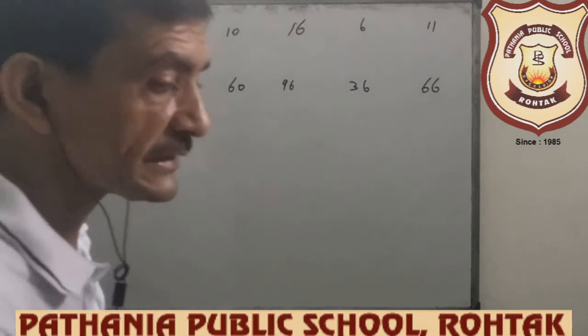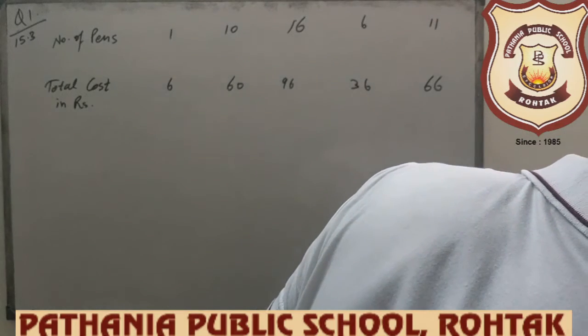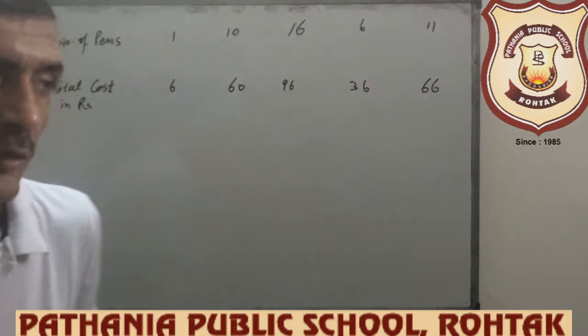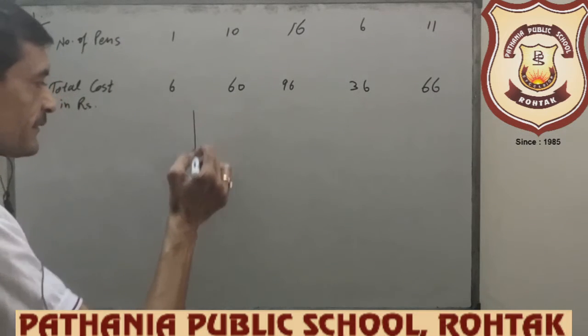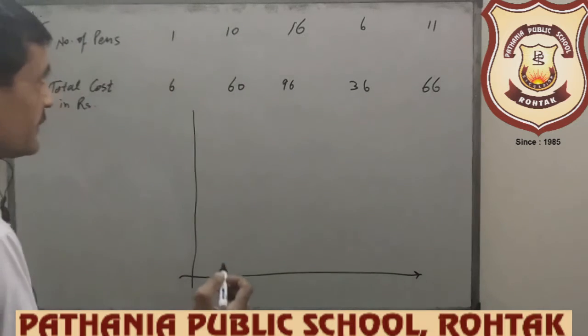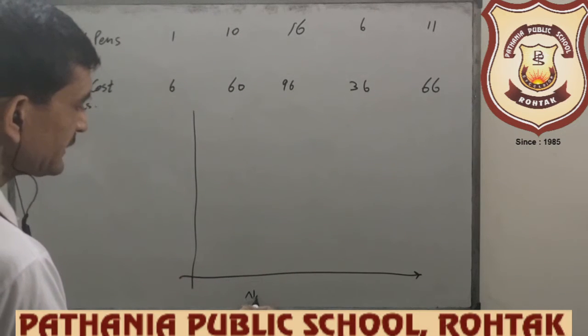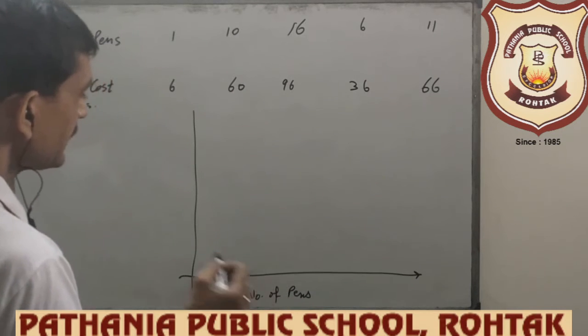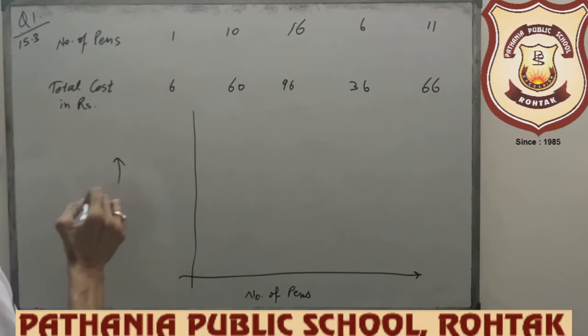Draw the graph of this table. Take x-axis and y-axis, and on the x-axis you should take the number of pens and cost on the y-axis. देखो बेटा, I will draw. This one is the y-axis and this one is the x-axis. Number of pens on the x-axis, and this one is cost in rupees.